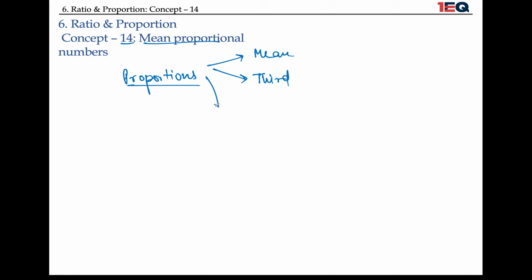Coming to concept number 14. Concept number 14 talks about proportions. So there are multiple kinds of proportions. There is mean proportion, there is third proportion, and there is fourth proportion. In mean proportion, you need to find out the value of x, which is equal to root a into b. When two numbers a and b are there, and it is said to find out the mean proportion of it, then you need to find out the value of x.